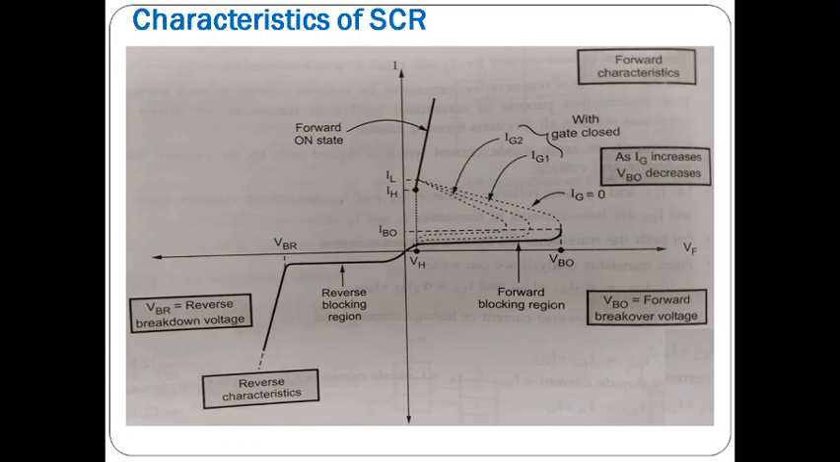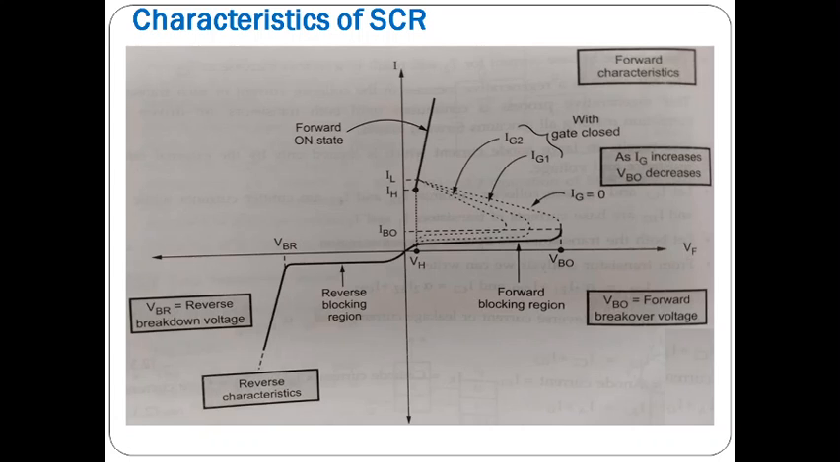Coming to the second part, it is reverse bias. In this reverse bias, that means if anode is negative and cathode is positive, then only we can say SCR is in reverse bias. Then the device enters into the reverse blocking region. The current is negligible and very small, we can neglect it. So it is mentioned here.